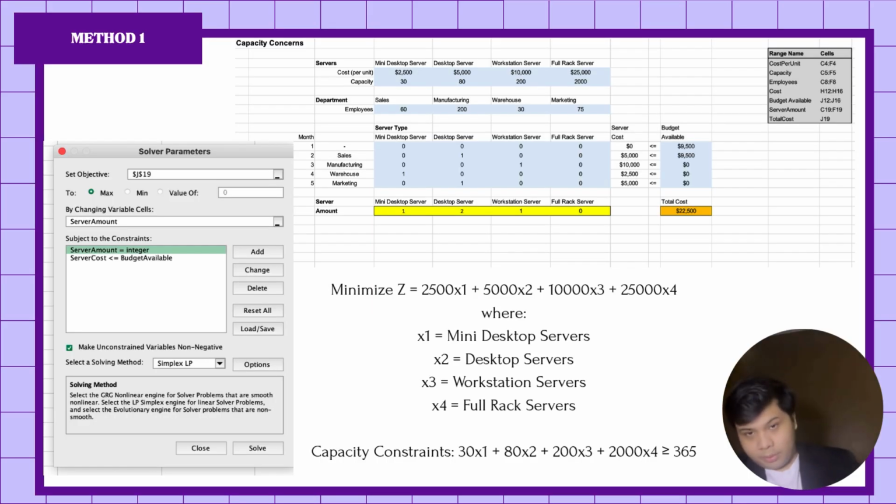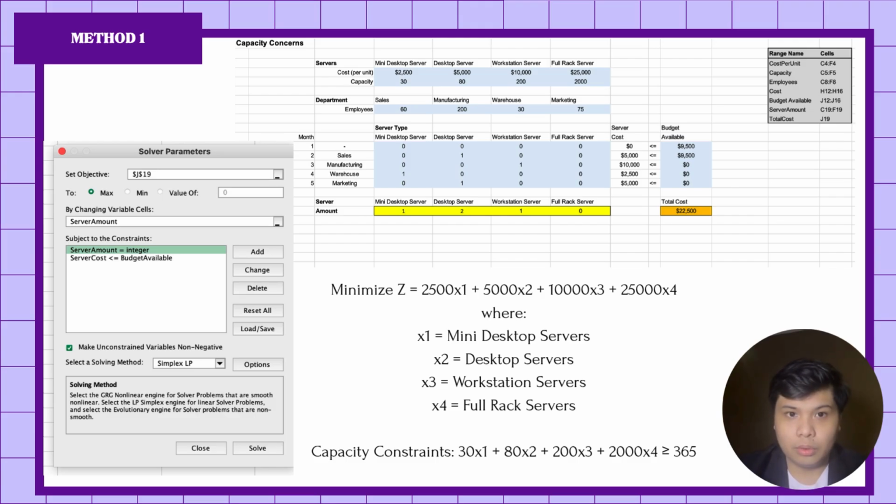Now, this is the spreadsheet for the first method of the case analysis. First, input your data. Start by inputting your server types along the top row. Underneath each, input the cost per unit and capacity. In the department section, input the number of employees in each department, and below that, fill in each month's server allocation and calculate cost per month and budget available, which is 9,500 for the first 2 months. At the bottom row, enter the formulas for the number of servers, initially guessed or left blank.